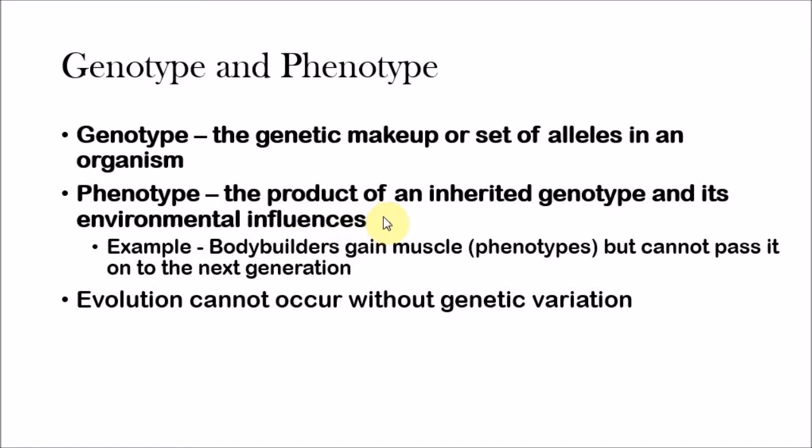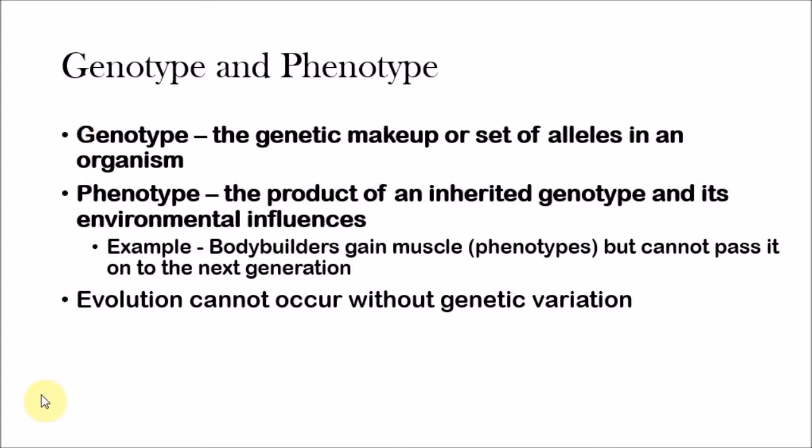So let's say a bodybuilder, right? A bodybuilder gains muscle because of his environmental influences, not because of his genetic makeup. He gets muscles by working out, okay? And that affects his phenotype, because the phenotype's the environmental influence plus the inherited genotype, but it does not affect the genotype itself. So because of that, even though a bodybuilder can gain a lot of muscle and change his phenotype, he cannot pass it on to the next generation because it's not affecting the genotype. Only the genotype can be passed on to the next generation.